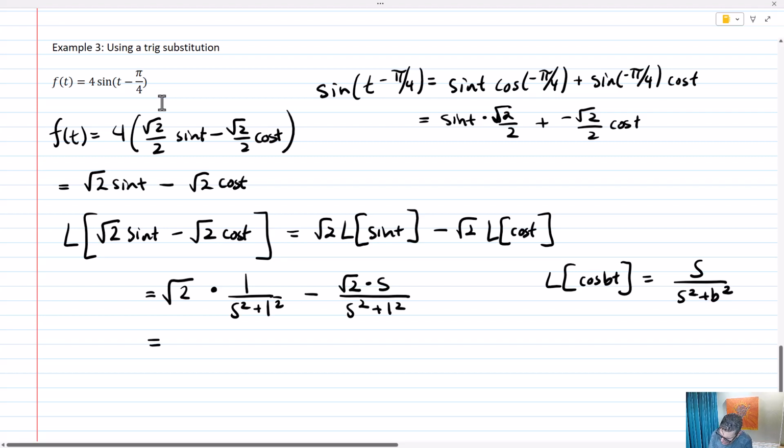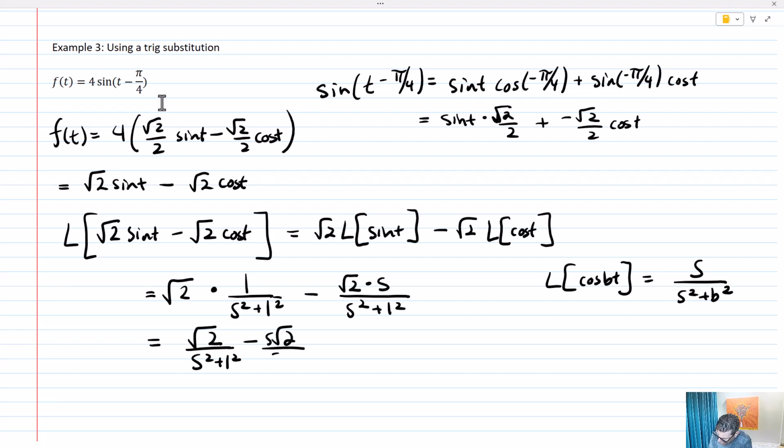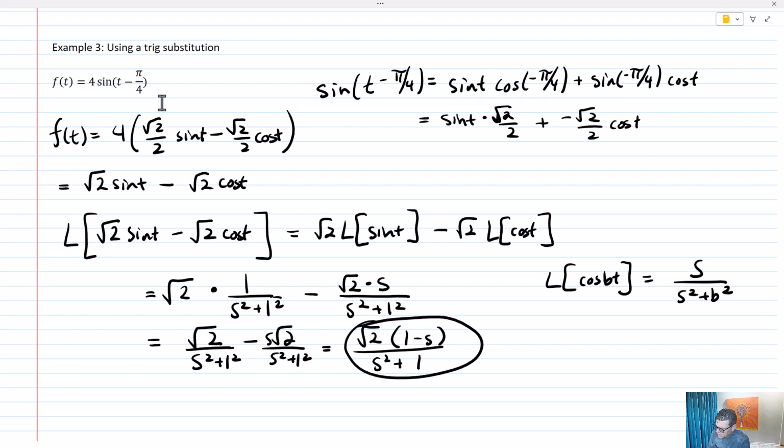Finishing up my simplification, I get root 2 over s squared plus 1 squared minus s root 2 over s squared plus 1 squared. And I can actually rewrite that as square root of 2 times 1 minus s over s squared plus 1. And that is my Laplace transform. So just a little bit of trig substitution and then some algebra will allow you to expand the number of Laplace transforms that you can use.